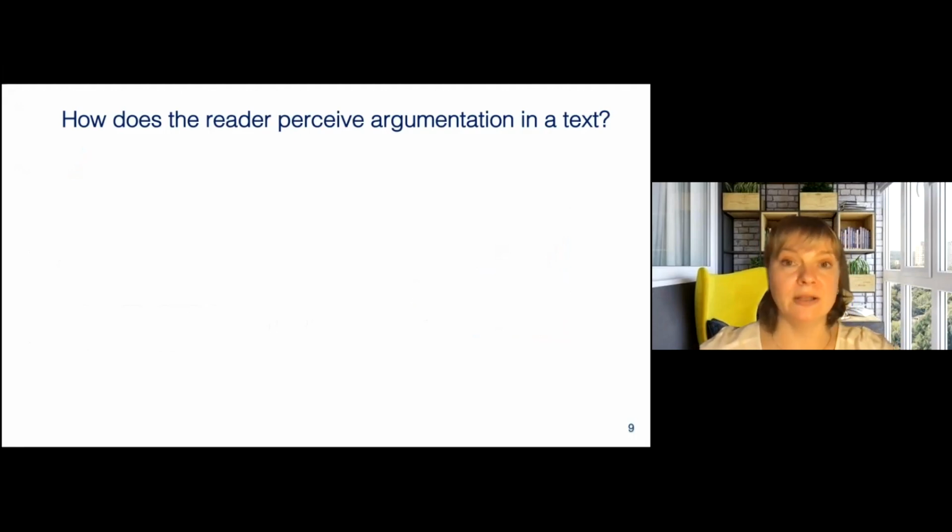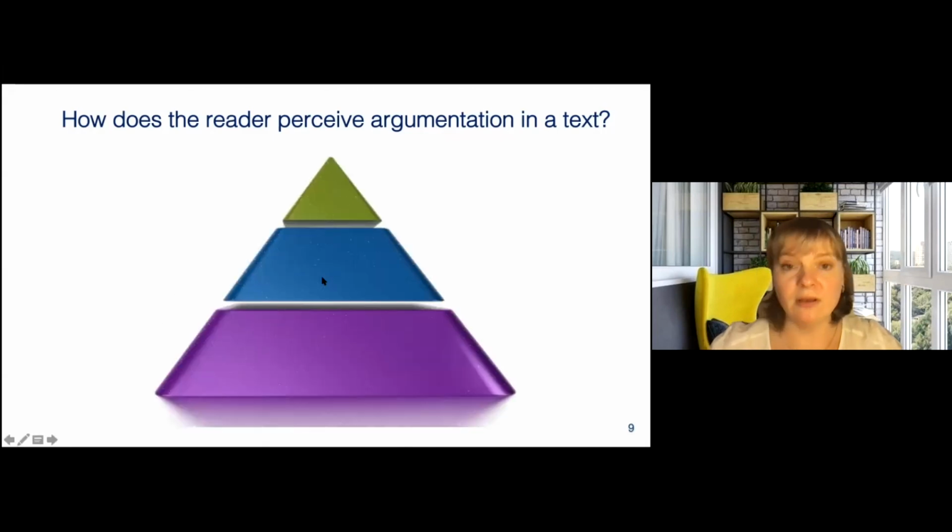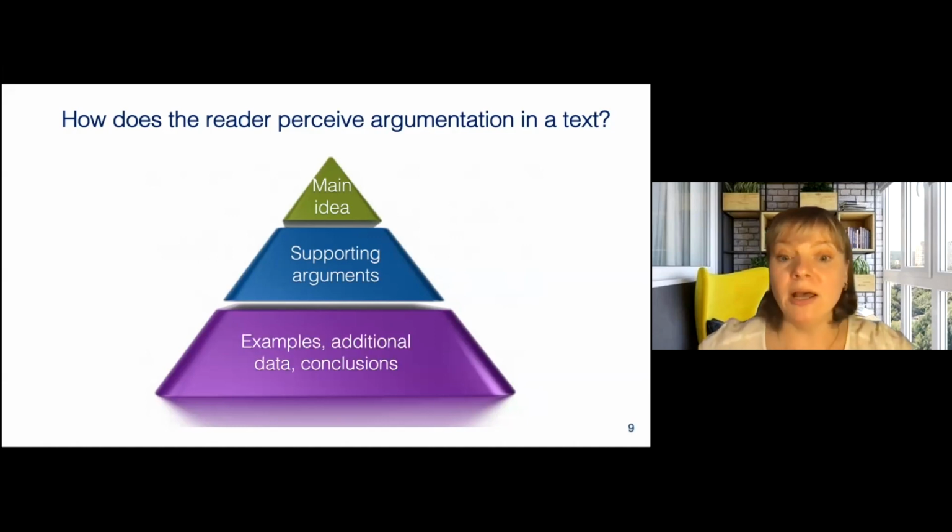And that brings us to an interesting phenomenon. George Miller as well, I'll mention him quite a lot today. While studying the process of perceiving information, he asked himself a research question. How does the reader perceive argumentation in a text? It was found out that this kind of perception can be visually demonstrated in the shape of a pyramid. When a reader looks at an unknown text, they expect to see the main idea somewhere at the beginning, then supported by some arguments, and only then examples and additional data and conclusions.